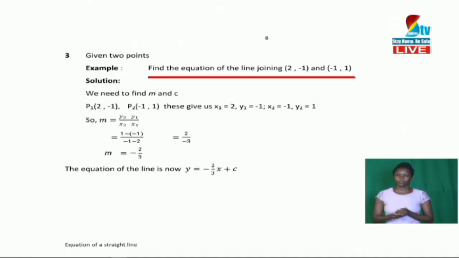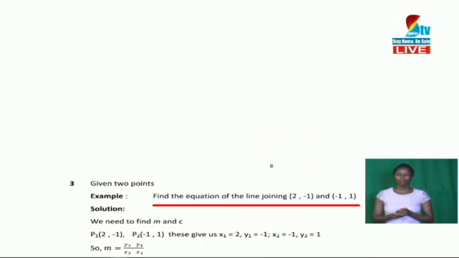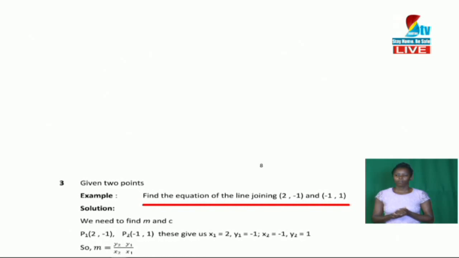Here is our question. What do we have here? We are expected to find the equation of the line joining these 2 points, (2,-1) and (-1,1). So how do we do that? First, we have to find m, and then next we have to find c before we can say y is equal to mx plus c.